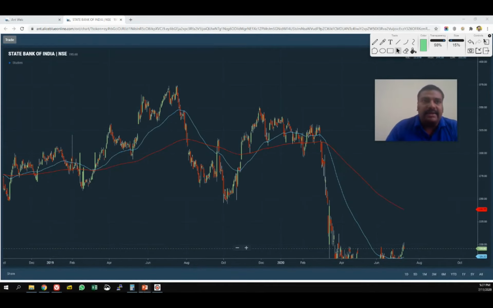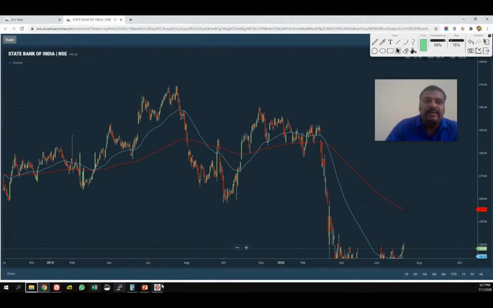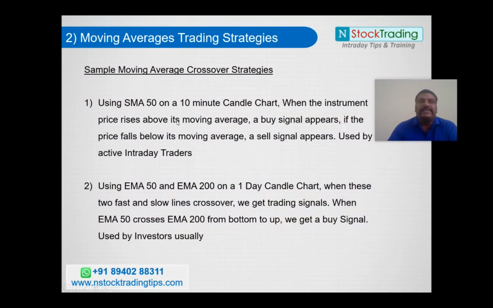Now, let's get back to the presentation. So I showed you two strategies. One is using simple moving average on a 10 minutes candle chart. I showed you how whenever there is a crossover, we get a buy signal, and whenever there is a crossover downwards, we get a sell signal.